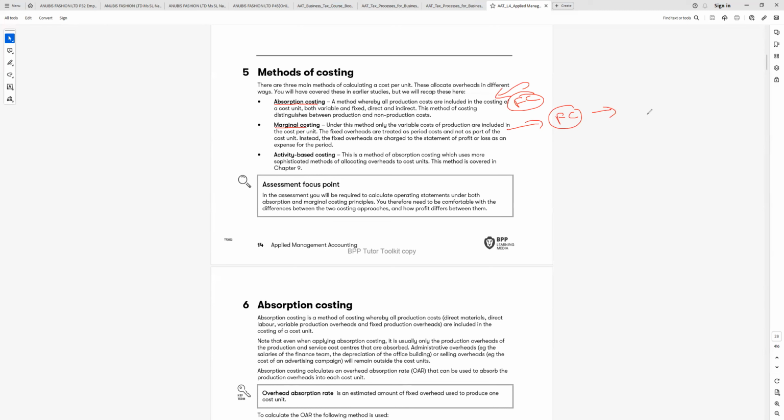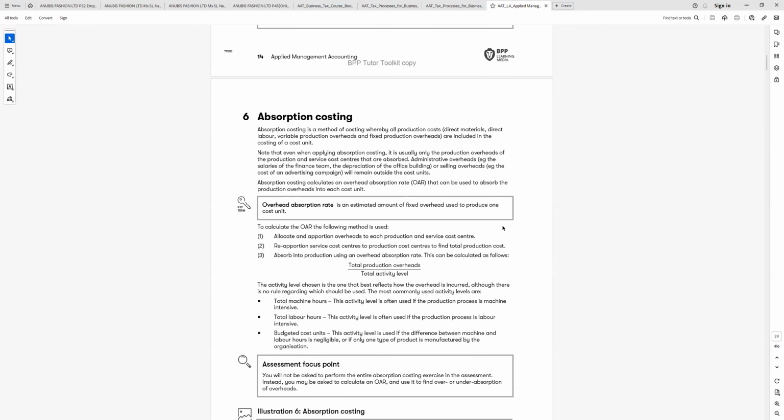Normally, whichever method you follow, the profit remains the same, unless the company has a closing inventory. For example, if the organization doesn't have any closing inventory, then whichever method you choose, the profit will be the same. We're going to look at that later on.